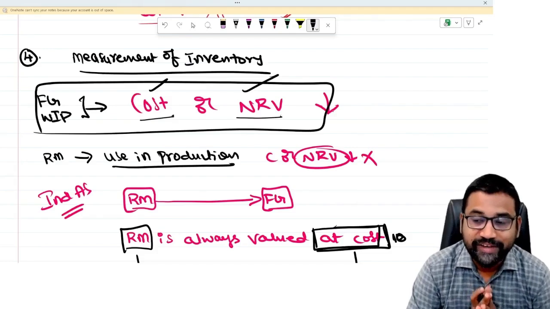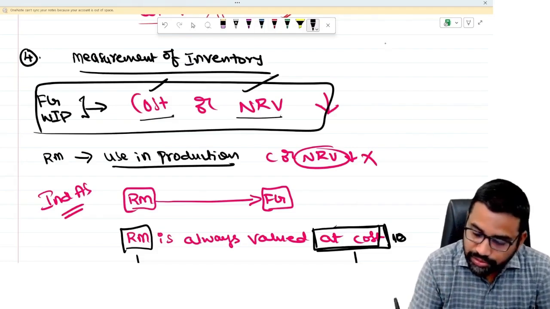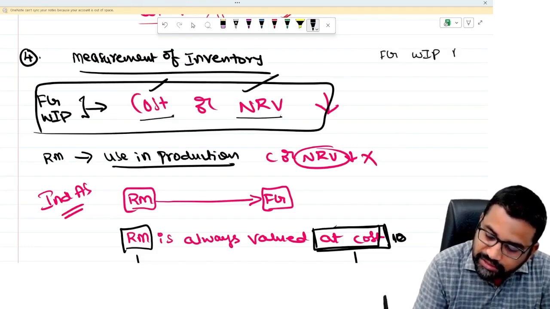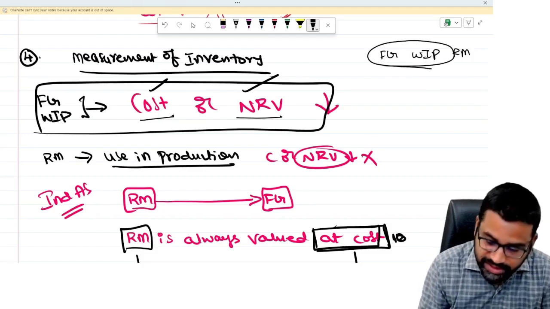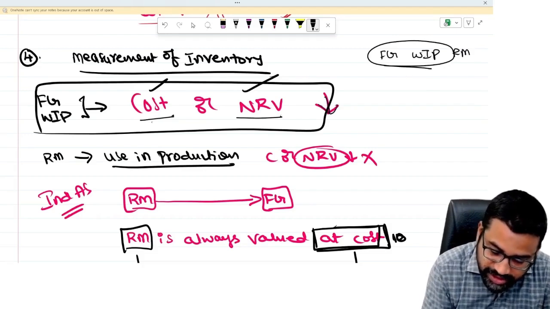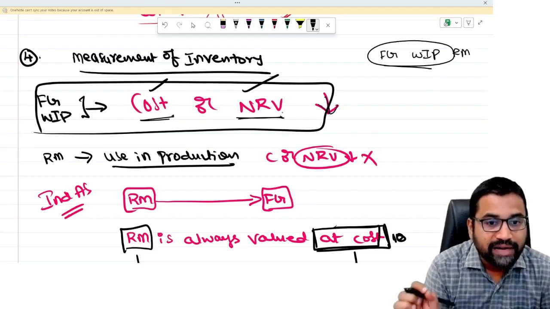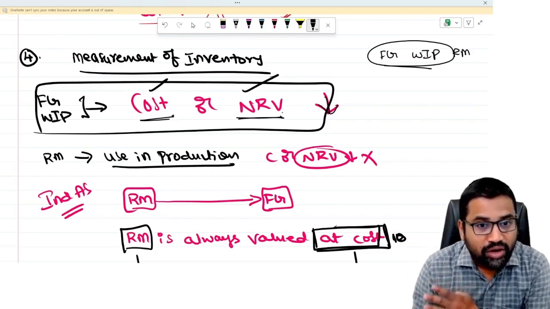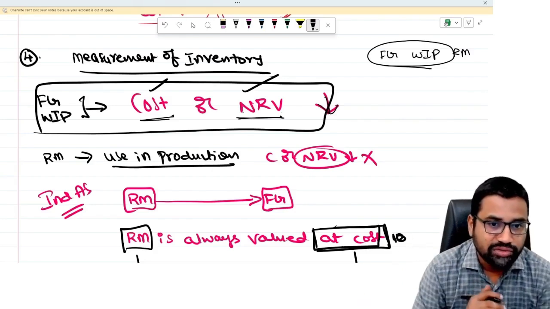Now listen to me, very interesting discussion I will make. See, generally I told you finished goods, work in progress, raw material, three types of inventories. Now for finished goods and work in progress, this principle holds good, that is cost or NRV, whichever is lower. That means the cost will be compared with its net realizable value, whichever is lower, that will be the value. But it will not hold good in case of raw material, because raw material is not held for sale in the ordinary course of the business.